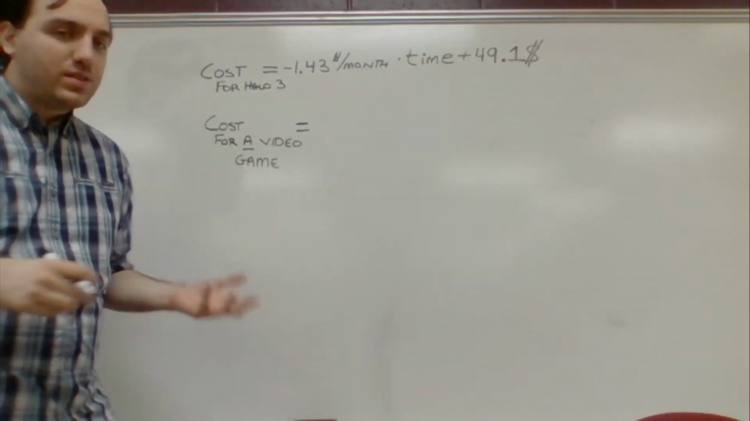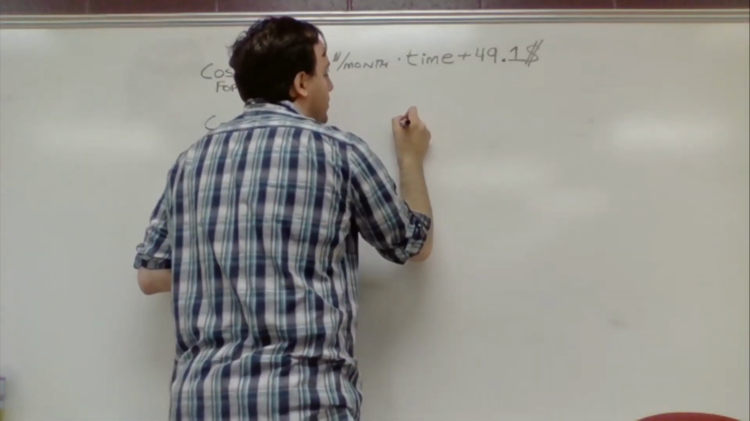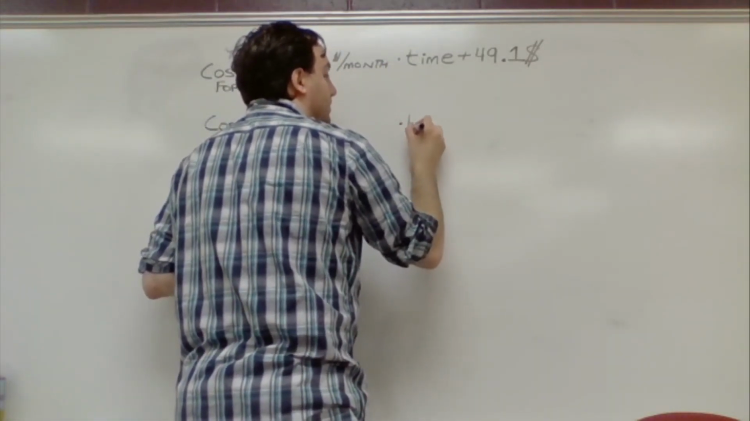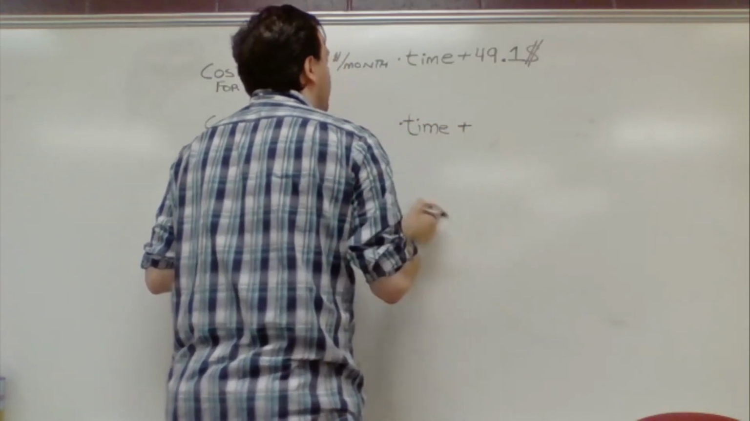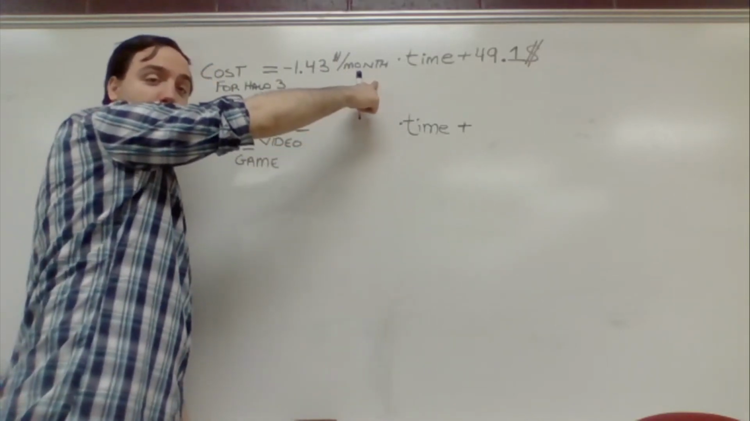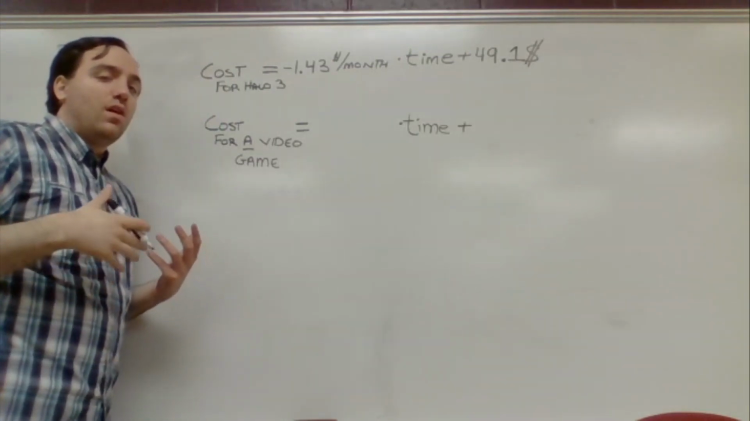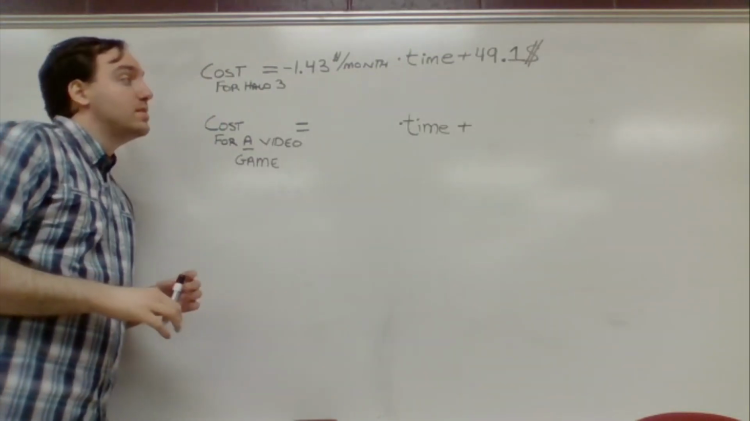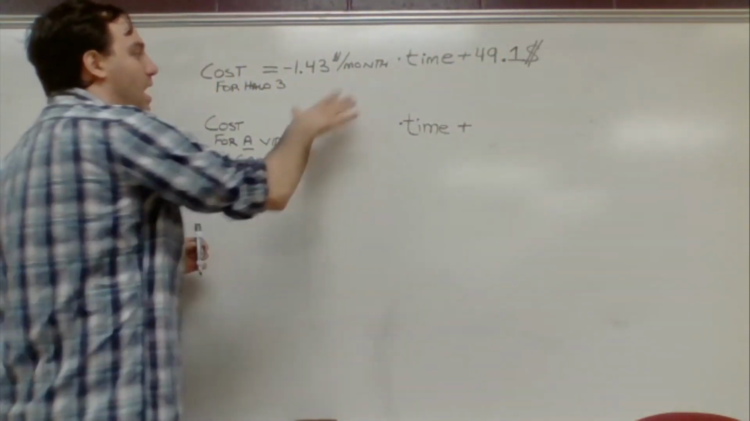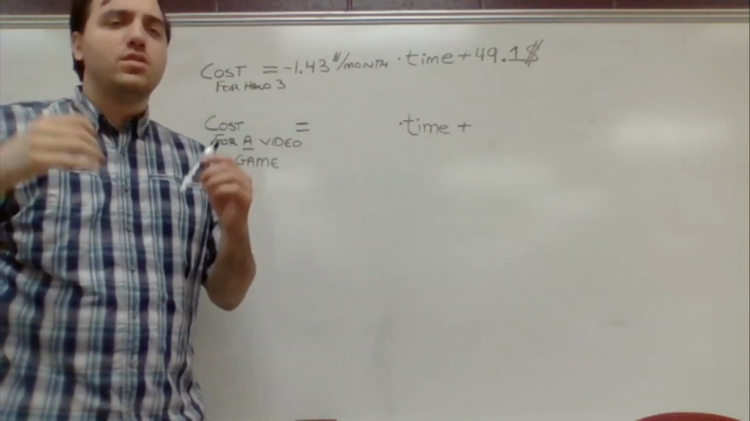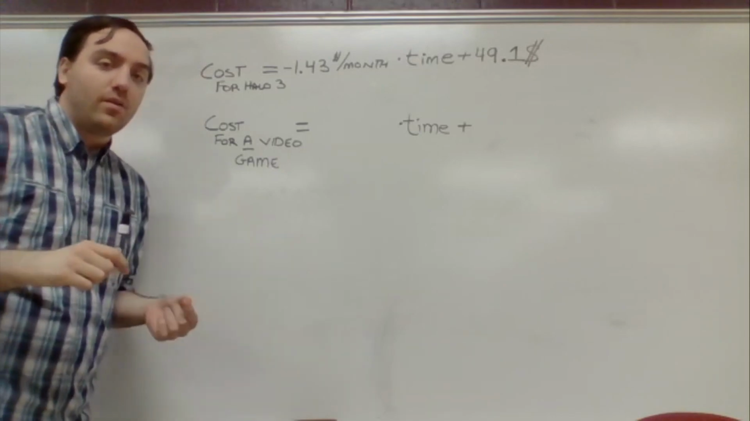We're going to keep some things the same, but other things are going to change. First of all, it's still going to be cost. It's still going to be measured in dollars. That's what you've got to spend to get a video game. And we're still going to measure how it changes with time. But this $1.43 per month and this $49.1 are specific to Halo. This is the estimated cost for Halo at the start. This is how much Halo's value changed every month. And these are the parts we need to generalize now.